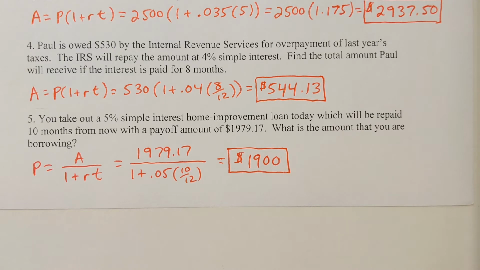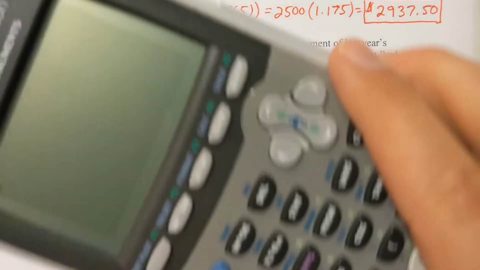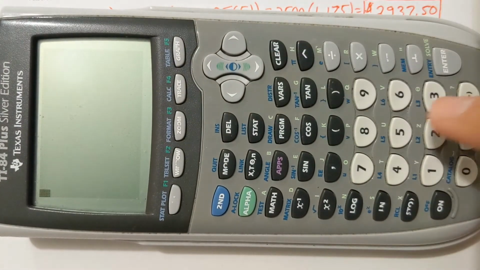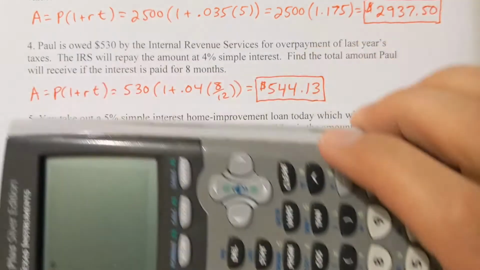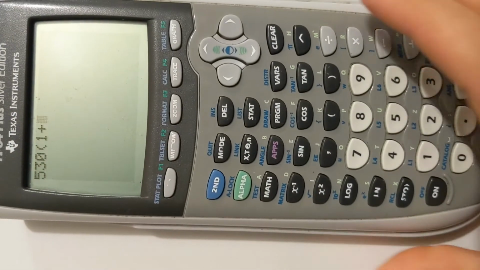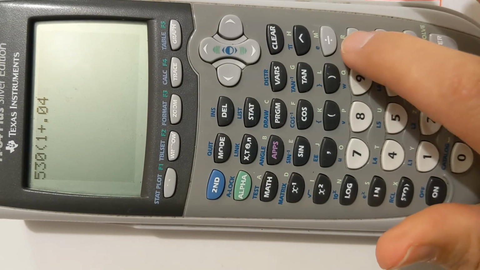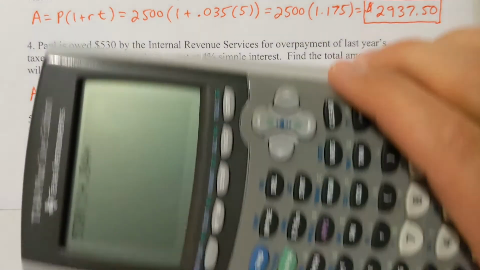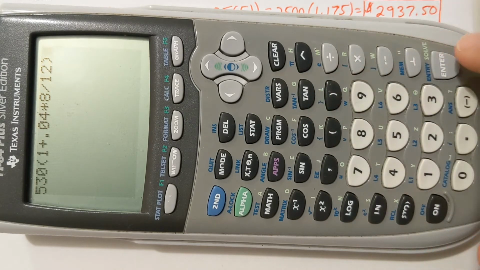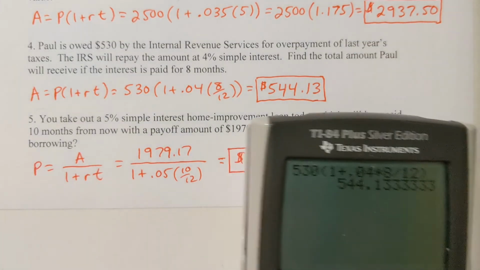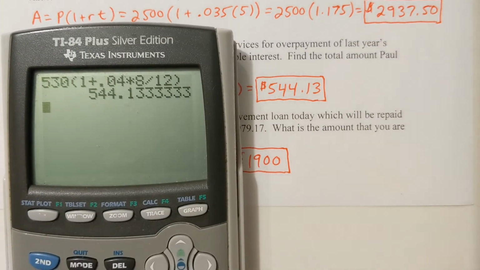Okay, so if I go to the calculator here, the principal is 530 times 1 plus the rate at 4%, so 0.04, times 8 months, so 8 divided by 12, and I'm getting $544.13 is how much he would receive back then.